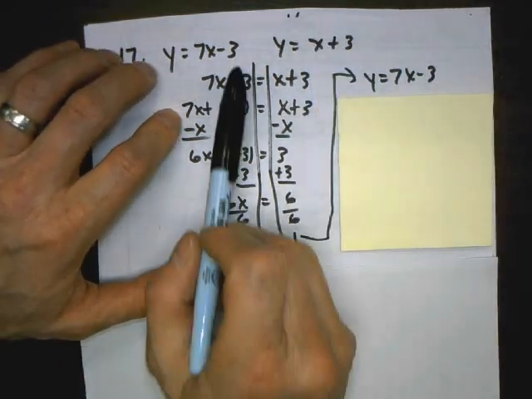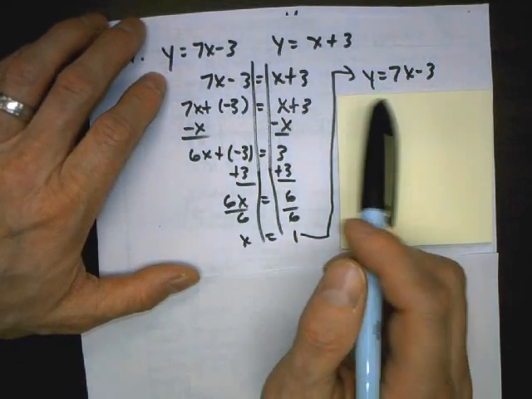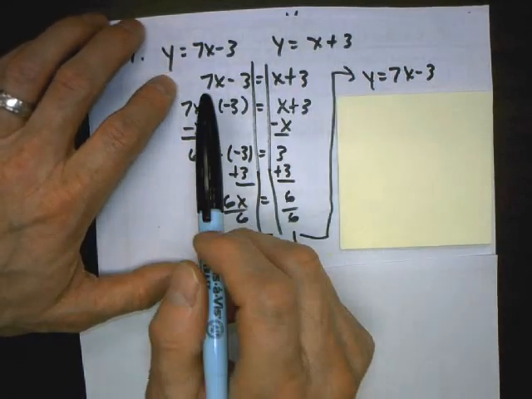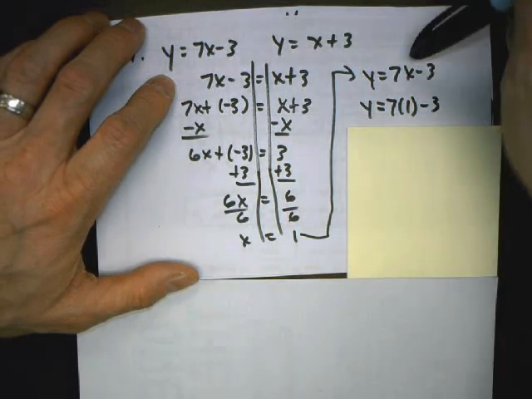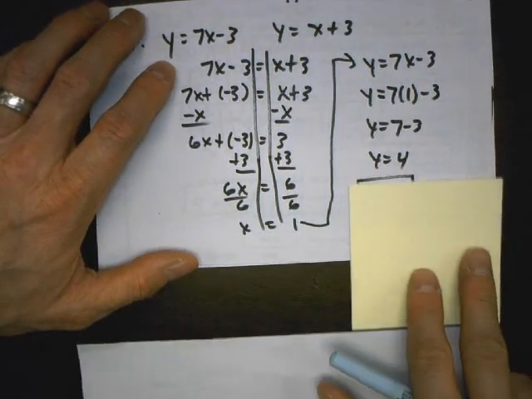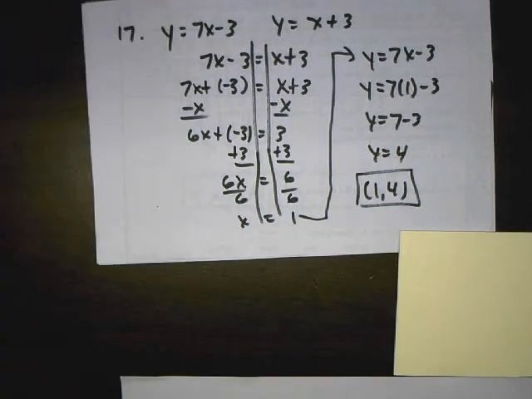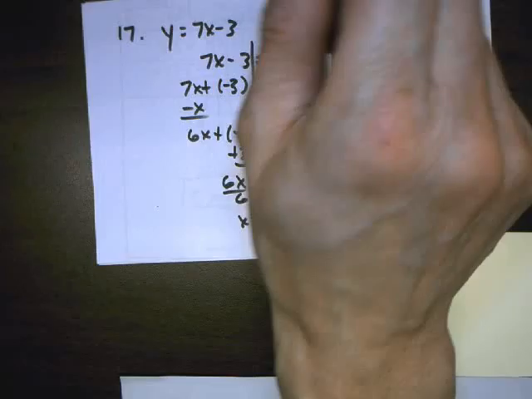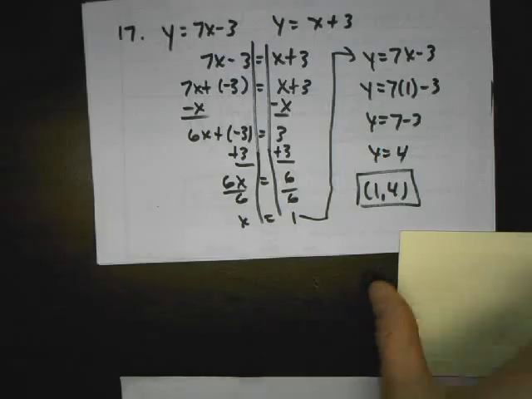I need to get y now. So I'll take either one of these, it doesn't matter, because y is isolated for both. So I'll take the first one, I plug 1 in here, 7 times 1 is 7, take away 3 is 4. The solution, or in other words, where these two lines intersect each other, is at 1, 4.